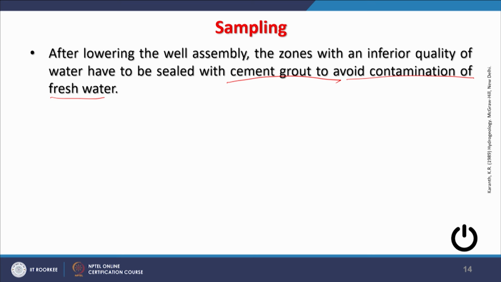So, that is why, if you remember, the water which is coming during the drilling, the quality of that water has to be tested. Every time it has to be basically monitored at that time. So, you would know exactly at what depth you are getting contaminated or saline water, at what depth you are getting fresh water. So, the zone which is providing contaminated or saline water has to be sealed, and that sealing can be done by cement grouting.